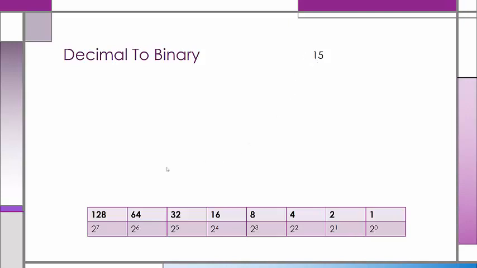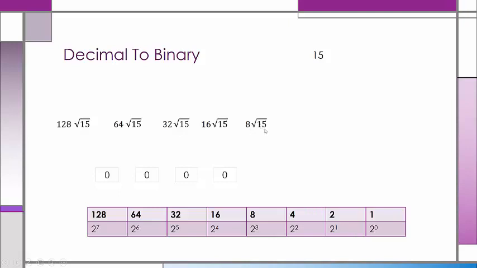So same way that we went about it in the last one. Let's look at our highest number here in our base 2, and we're going to try and decide if 128 goes into 15. Can 15 be divided by 128? Well, no, it can't. So we'll put a 0 here and move on to the next place. So we have 64. Can 64 go into 15? Nope. So we'll put a 0 there, and we'll move on to the next placeholder. Can 32 go into 15? No. All right, moving on. Can 16 go into 15? No. Can 8 go into 15?